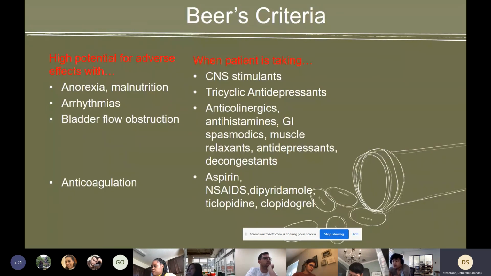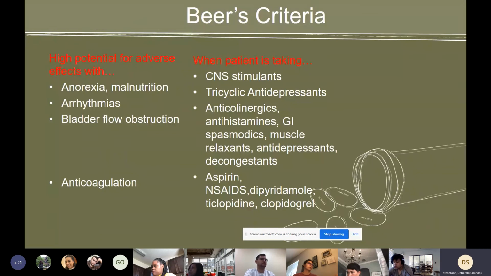So here's a little bit more on Beers criteria. Basically, when a patient is taking the stimulants and the tricyclics, the TCAs, we really don't like to give those to our older adults. Anticholinergics dry them all out. Muscle relaxants, antidepressants, and decongestants, all of these things can cause, as you can see on the left-hand side, arrhythmias, bladder flow obstruction. I mean, all kinds of things.